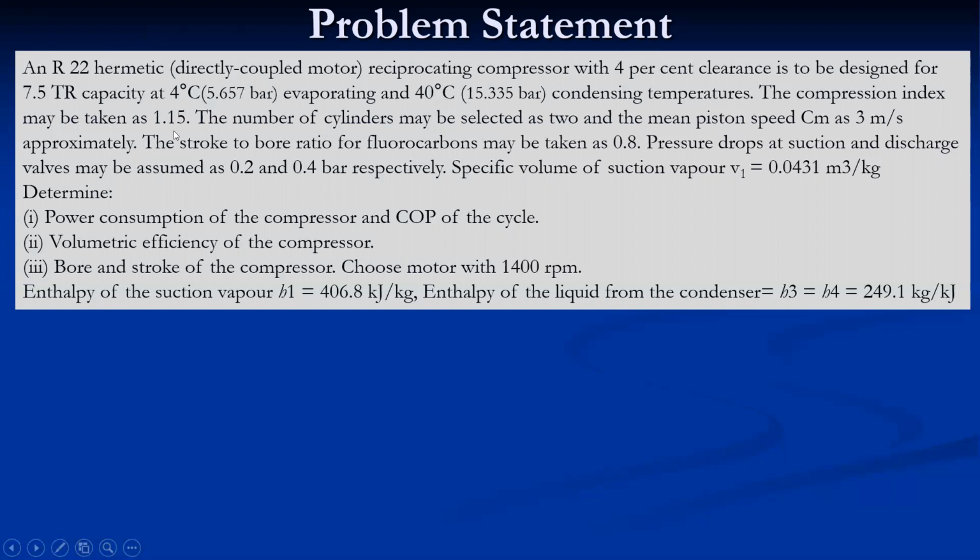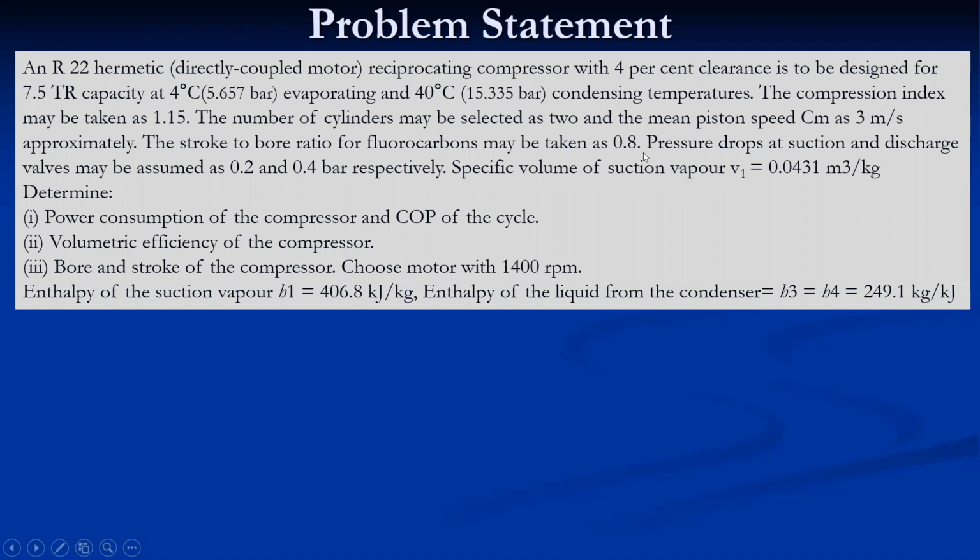So the compression process is not isentropic, it is a polytropic one. The number of cylinders may be selected as 2, so it is a 2-cylinder reciprocating compressor. The mean piston speed is assumed to be approximately 3 meter per second. The stroke to bore ratio for fluorocarbons may be taken as 0.8, so the L by D ratio is given.